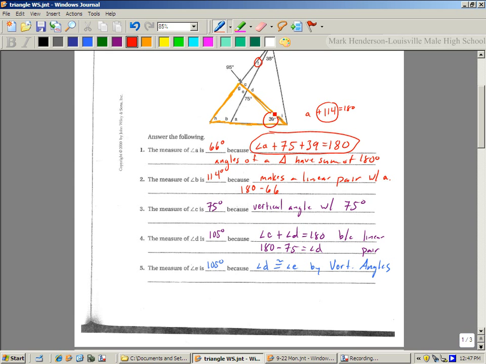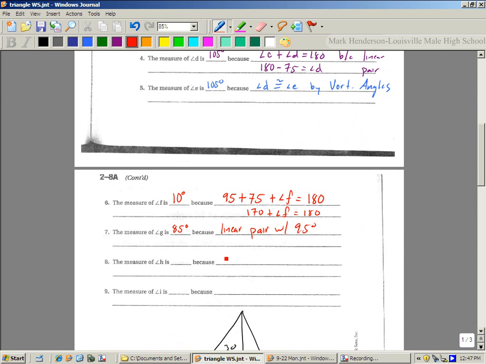So we have 39 plus G, which we just found is 85, plus H is 180. So we have 124 plus H is 180. Yeah, that's right. And I have H is 56 degrees.